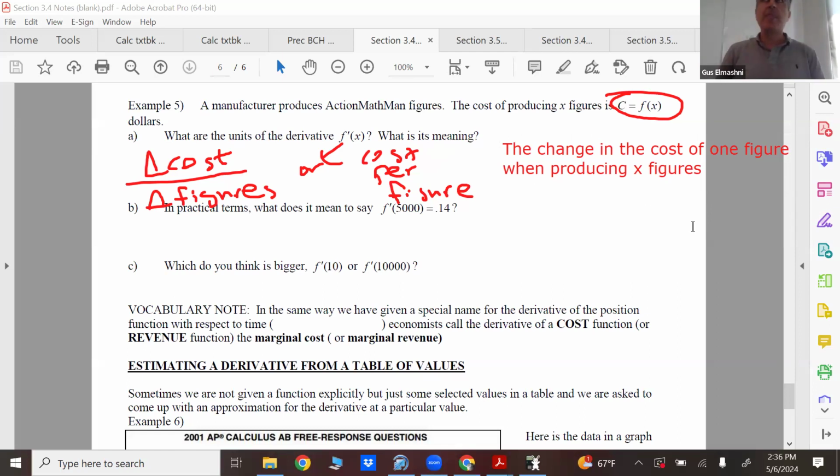Now, if you think about it, when you have a business, there's lots of costs, right? There's a cost for the rent, for the utilities, for the employees, for the materials, maybe renting the equipment or whatever. So if you're making a lot of figures, will the cost per item go up or down as you make more? What do you guys think? Probably goes down. And why is that?